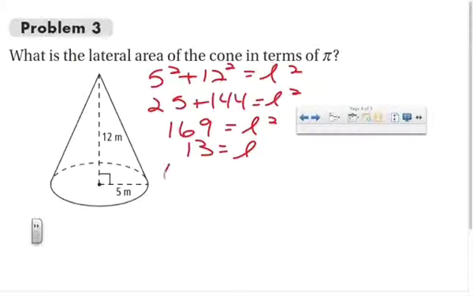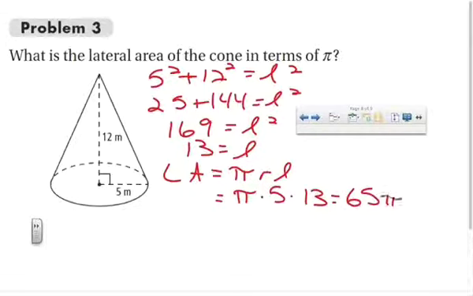Once again, it's asking for lateral area. Once again, that's just pi r L. And now I have everything I need to just plug it in. The instructions do say leave it in terms of pi, so let's follow instructions. Pi times 5 times 13, giving us 65 pi.